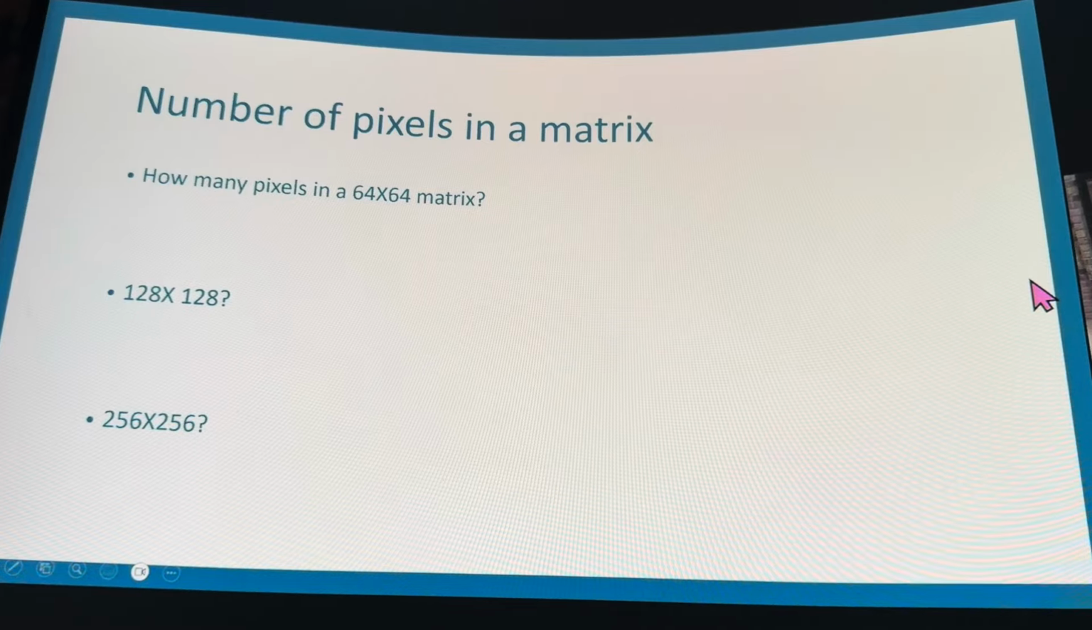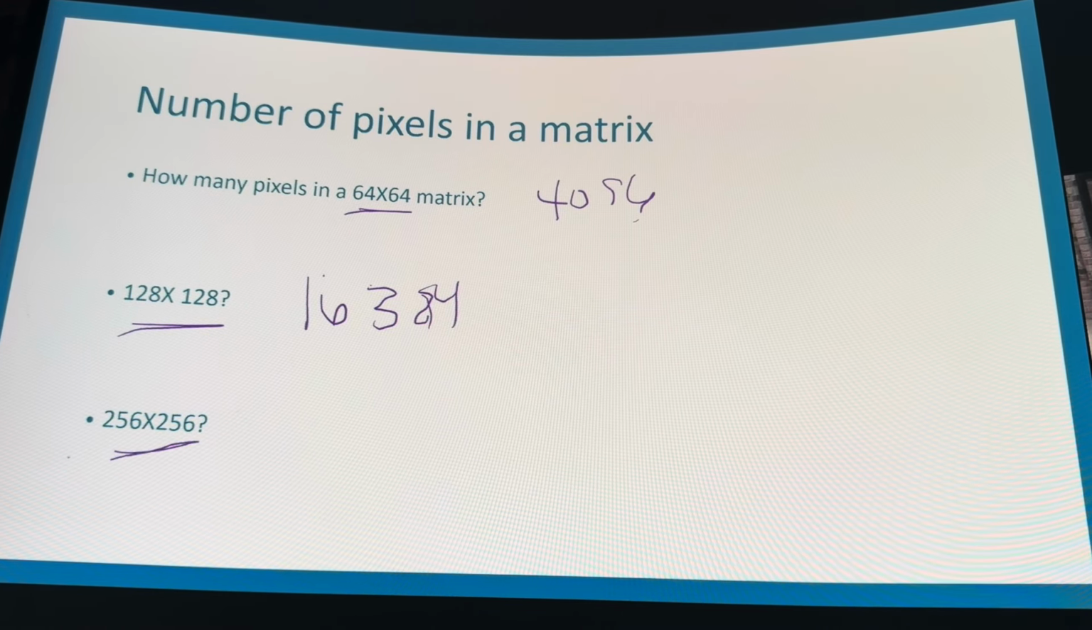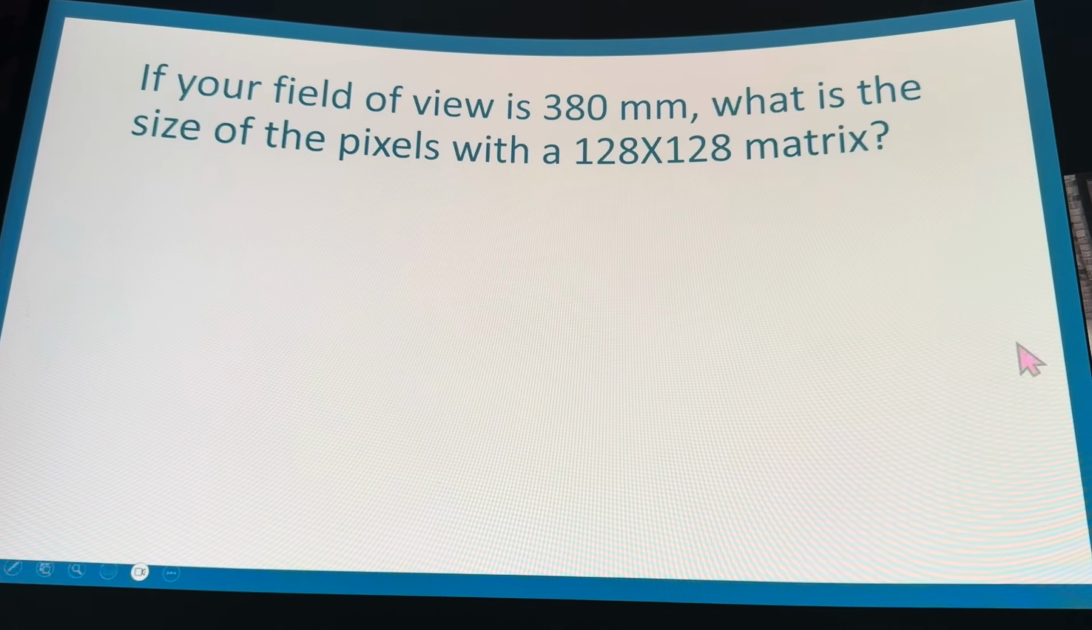All right, matrix and pixels. How do you figure out how many pixels in your matrix? You just multiply them. 64 by 64 matrix, 64 times 64 is 4,096. 128 by 128 matrix, I've got 16,384 pixels. 256 by 256, I've got 65,536 pixels.